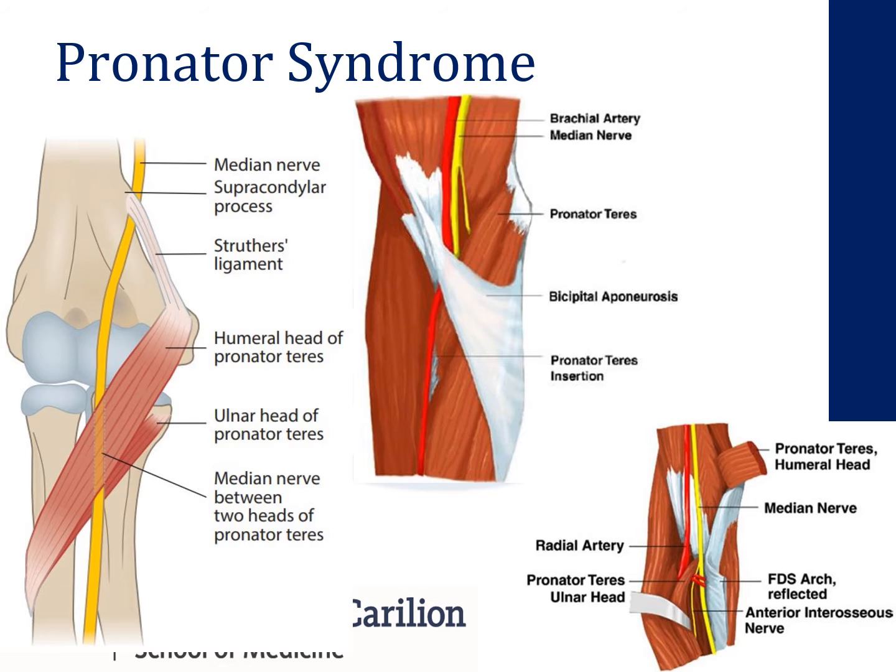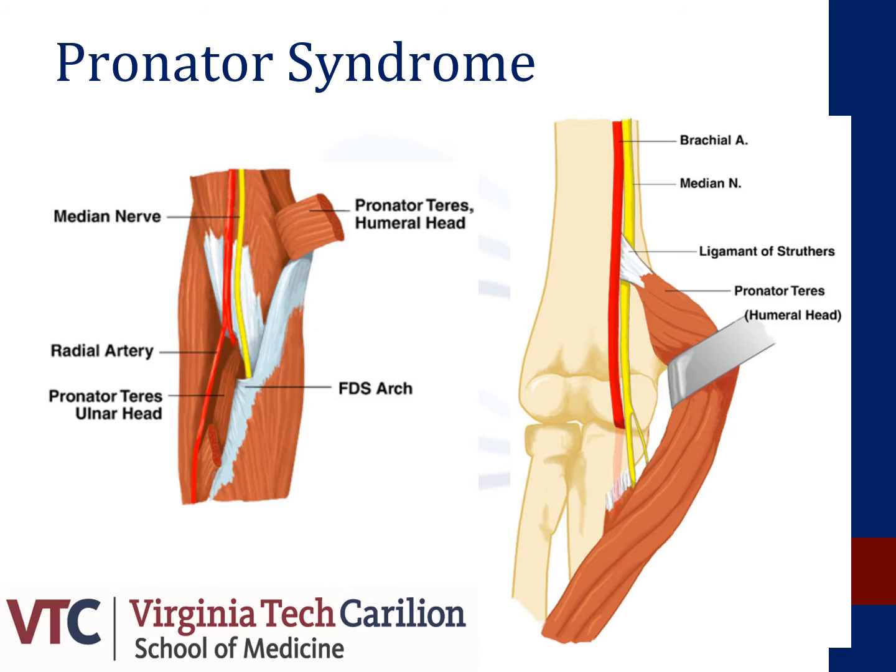It can then be compressed underneath the bicipital aponeurosis or lacertus fibrosus, between the pronator heads, beneath the FDS aponeurotic arch, or by an anomalous muscle called the Gantzer muscle, which is a common finding actually. It's found in approximately 50% of cadavers. The images here display the 5 different potential sites of entrapment for the median nerve. And again, 2 further images depicting potential sites of entrapment for the median nerve about the elbow.